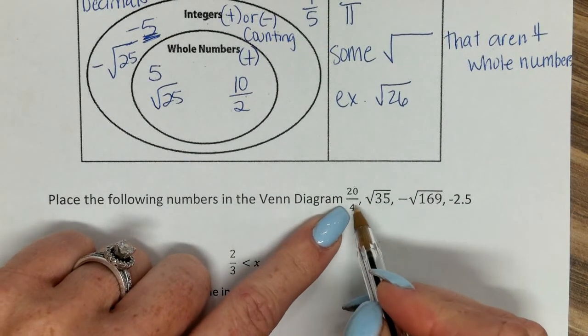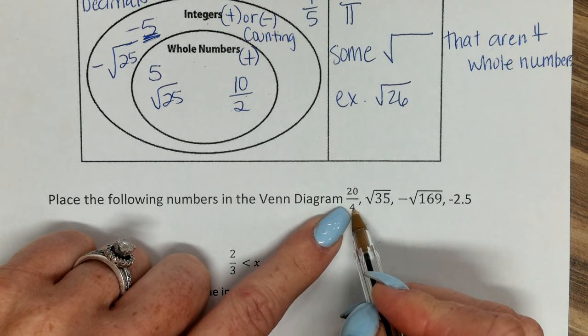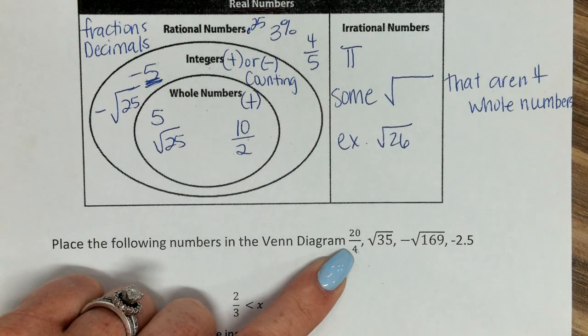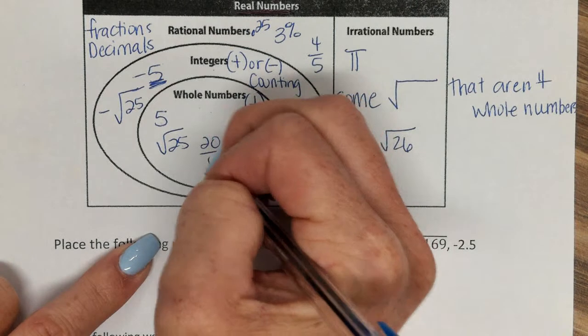What does 24 simplify to? 5, yes? So where would 24ths best go on here? Whole number. So 24ths goes here. I'm done with that one.